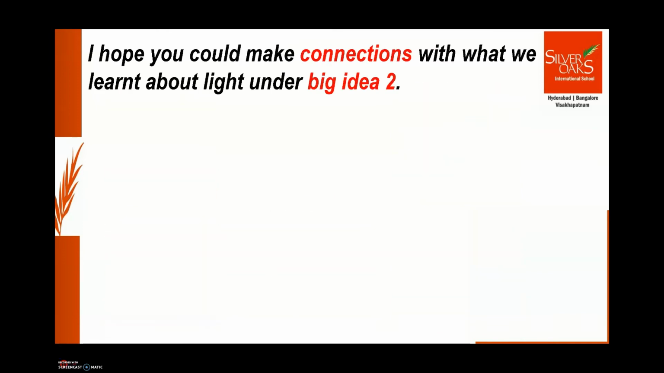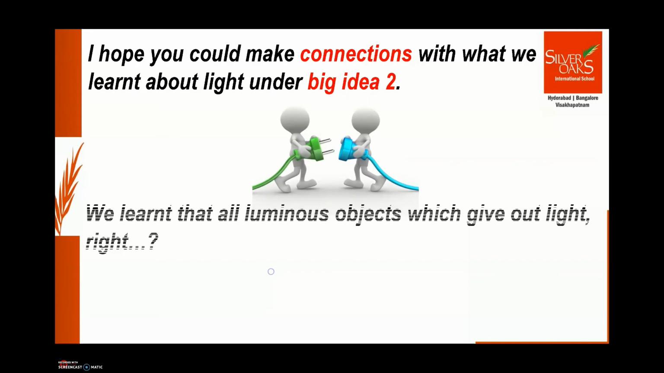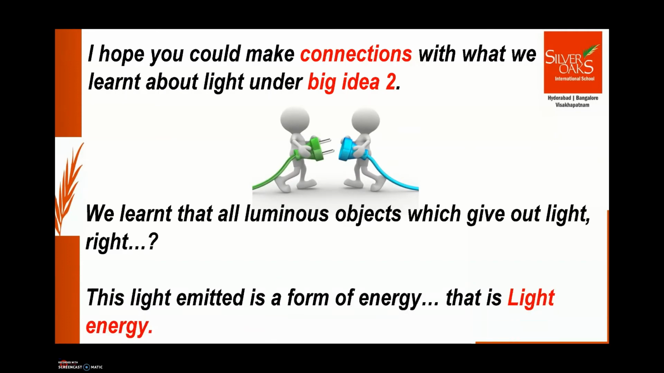I hope you could make connections with what we learned about light under Big Idea 2. We learned that all the luminous objects give out light, right? And this light emitted from them is a form of energy, that is light energy. And you all know that the sun is a natural source of light.